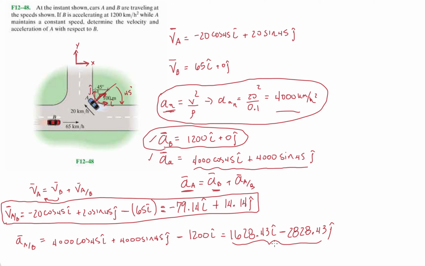Alright, so this is the result. You get 1628.43 i minus 2828.43 j. Okay, and that's the acceleration of A with respect to B.